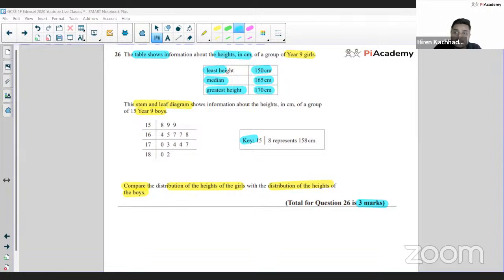Yes, everyone, focus on this question. You have to compare, okay? You have to compare between those two sets of data. You can compare the median, you can compare the range, or else you can compare the highest height or least height, like that, okay? Last 30 seconds to submit your answer, everyone.